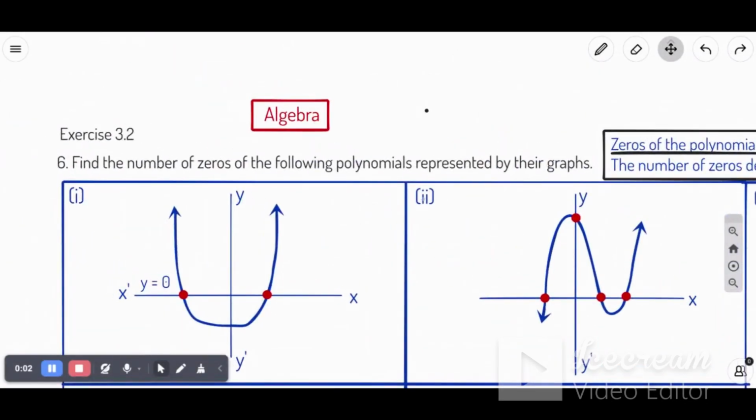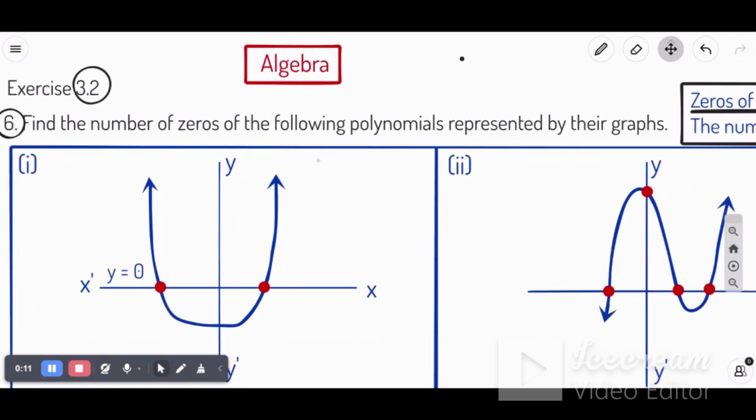Hi, let us start with Algebra exercise 3.2 and question number 6 today. In this question, we are going to find the number of zeros of the polynomials represented by their graphs. Till now, we have seen polynomials as expressions like x square plus 2x minus 1, but here they have represented them using graphs. So you can see so many graphs here, and we have to find the number of zeros.